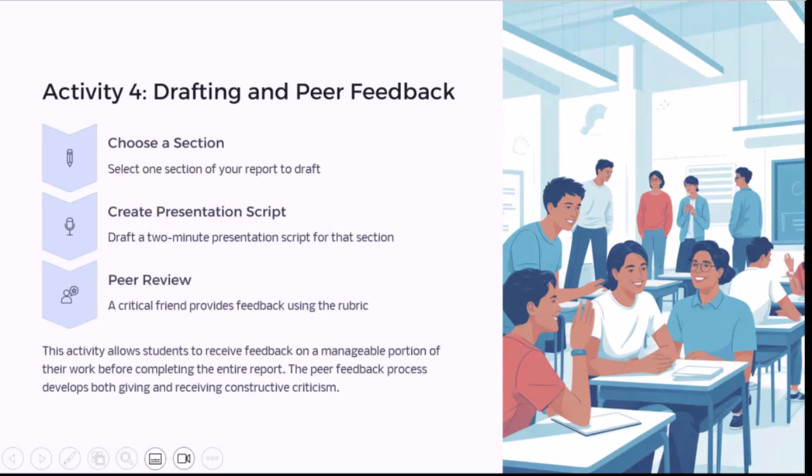The next task or sub-assessment may involve creating a draft of one of the sections of their report. Students can choose to draft a 2-minute presentation script for one of the sections of their report. They present this to a critical friend, and using the rubric, this critical friend will construct peer feedback. The students then will be able to evaluate their work and make improvements. This gives students experience of assessment and self-assessment and provides opportunities to improve their work.